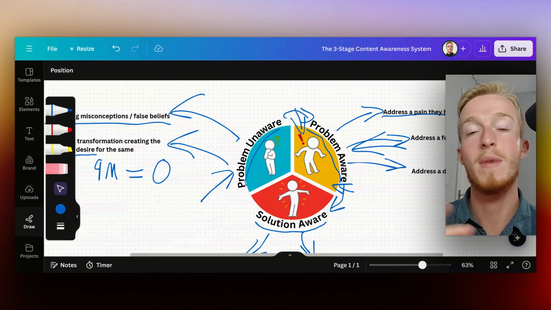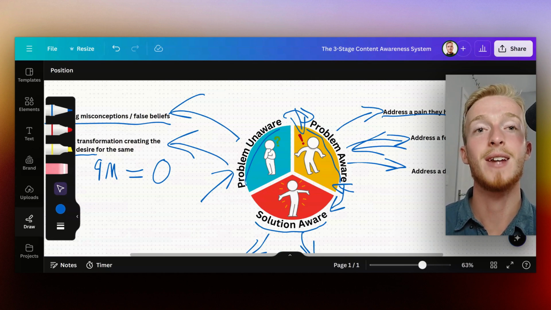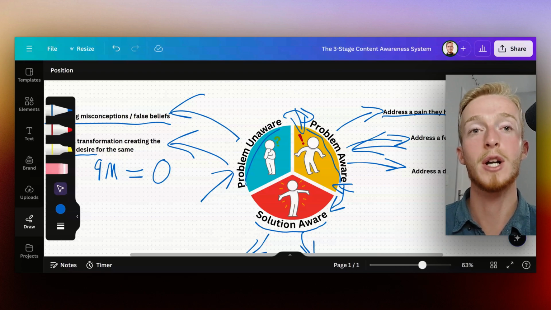To make this easier, what I'm now going to show you in this next video is how you can use Bright to do all of this much more streamlined.